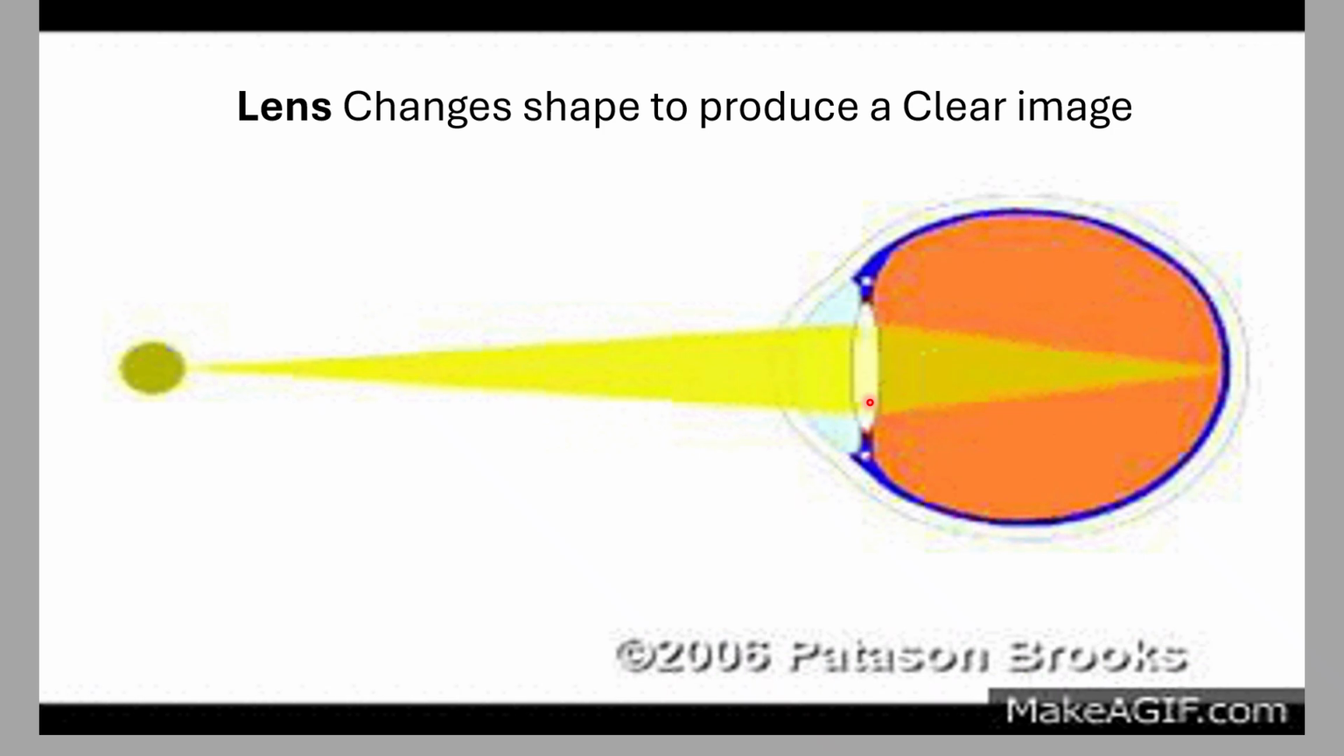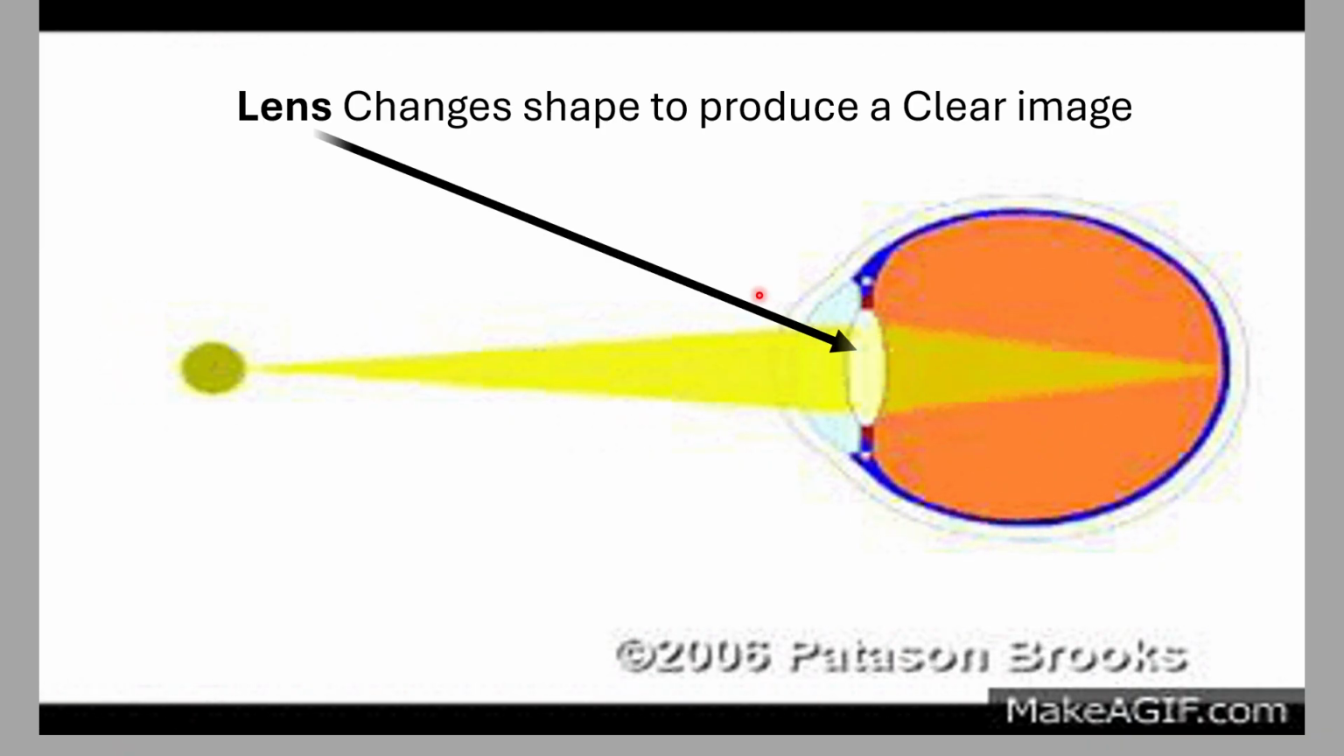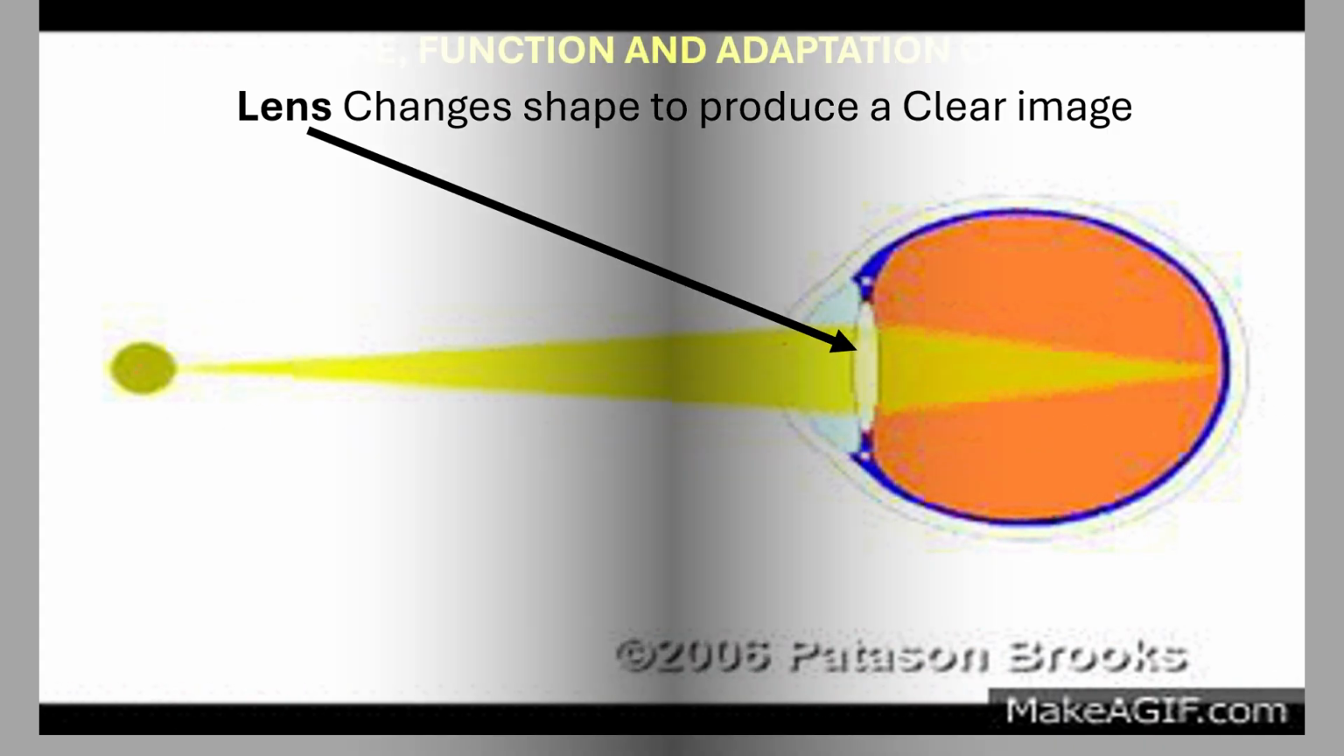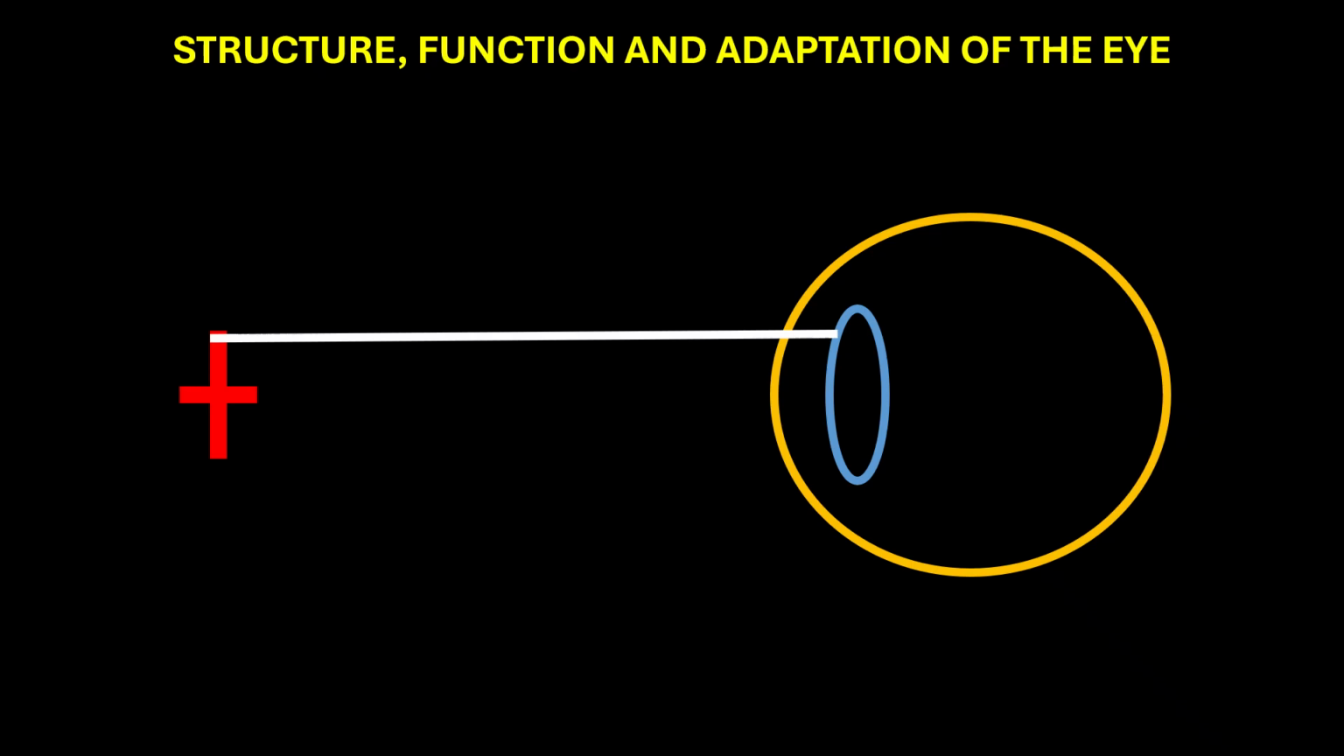So check the lens here. You can see the lens keep changing shape as the ball starts moving towards it. As the ball moves away, the lens becomes thinner. But as the object comes closer, the lens becomes thicker. It becomes more convex. So the lens changes shape to produce a clear image. That is the main purpose. That is the main idea behind accommodation.